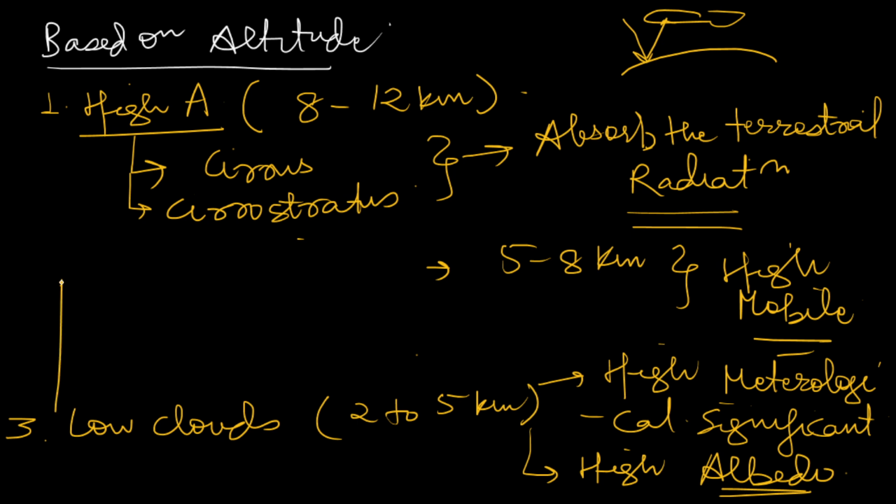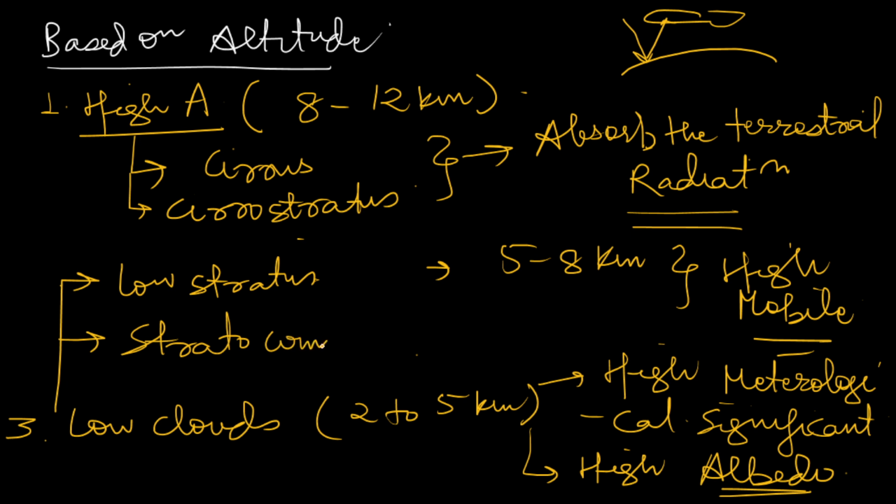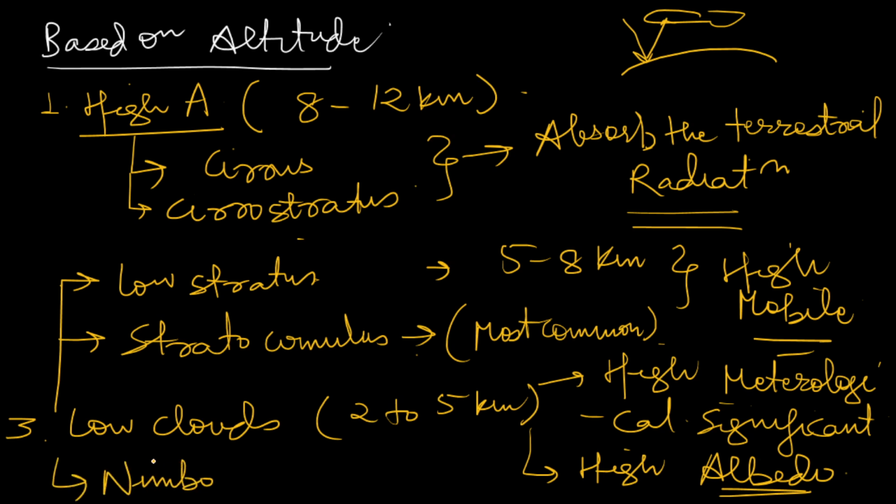The important low clouds are, first, stratus, second, stratocumulus, which are the most common low clouds, and next we have nimbostratus. So these are the low clouds. Now these are the types of clouds on the basis of shape and altitude.